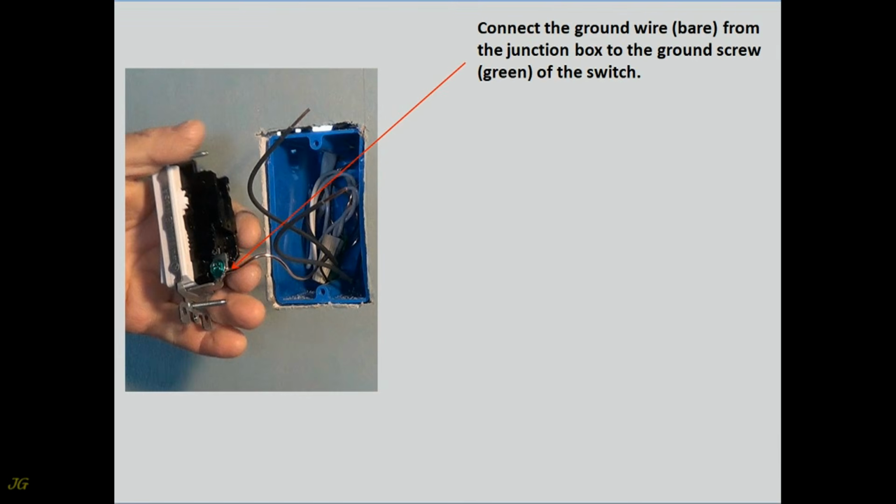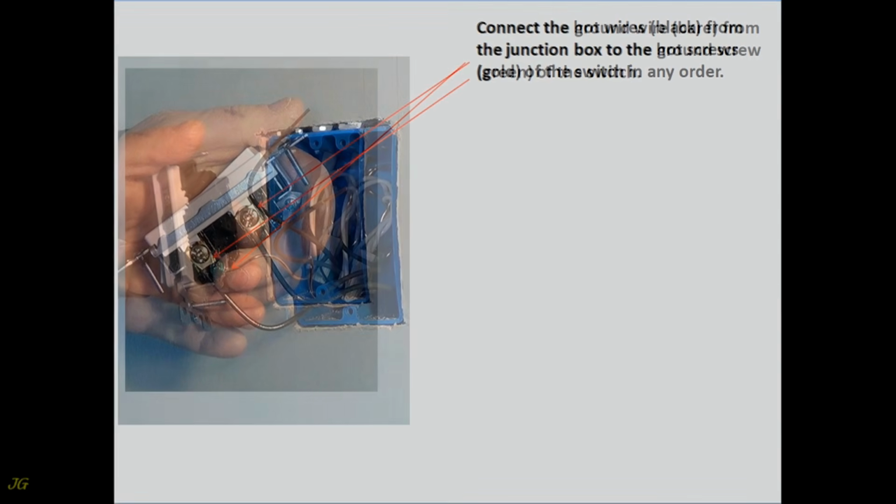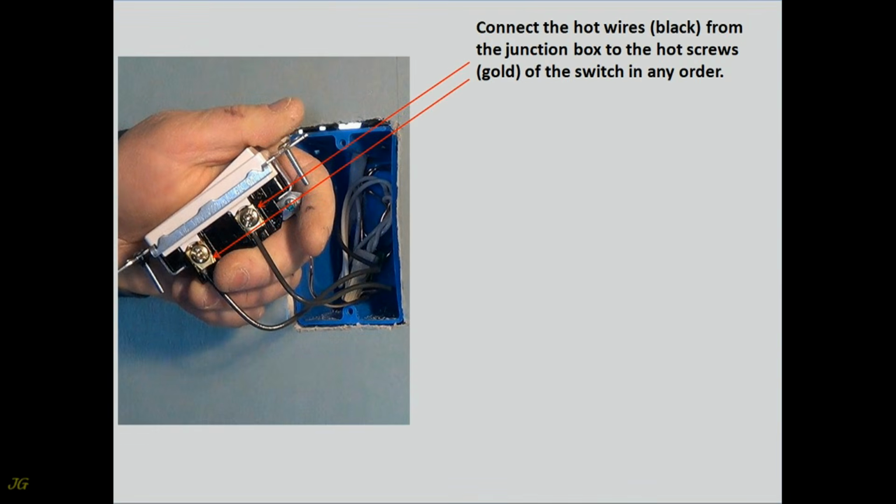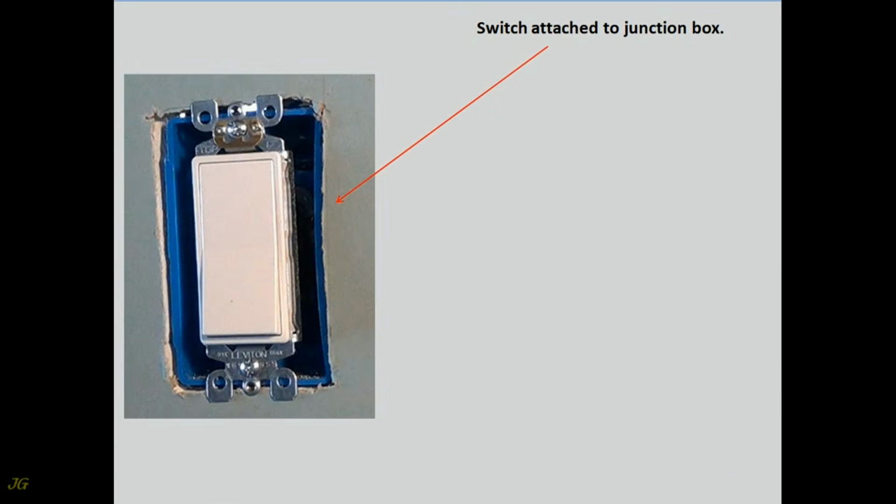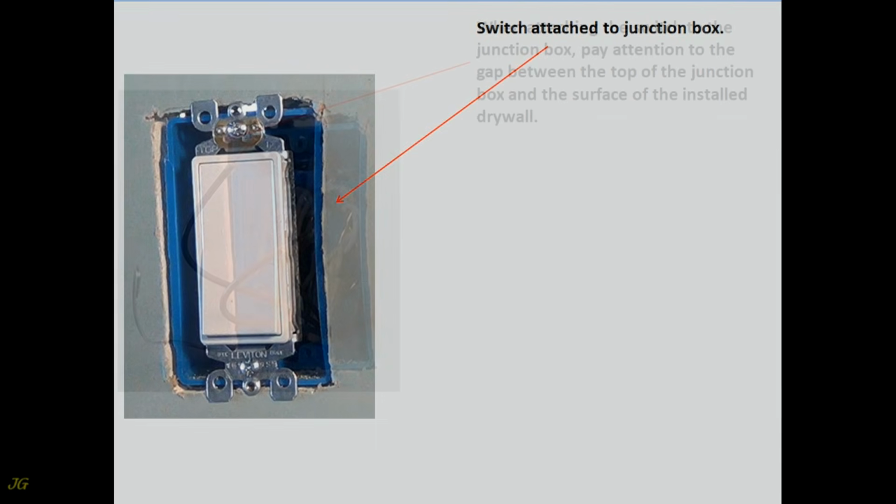Connect the ground wire, bare, from the junction box to the ground screw, green, of the switch. Connect the hot wires, black, from the junction box to the hot screws, gold, of the switch in any order. Switch attached to junction box.